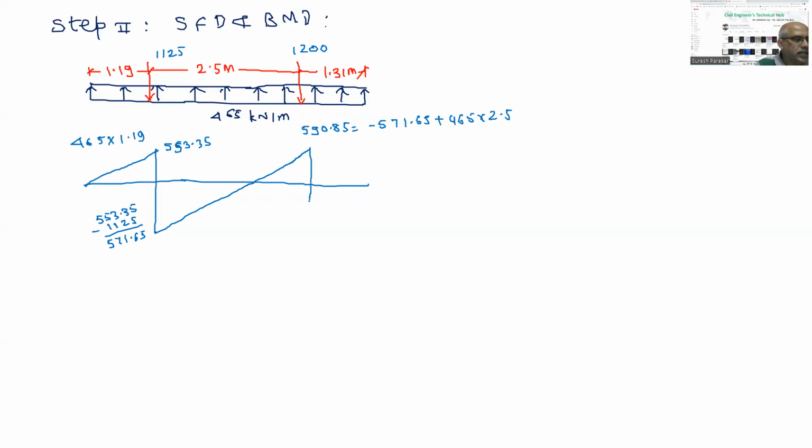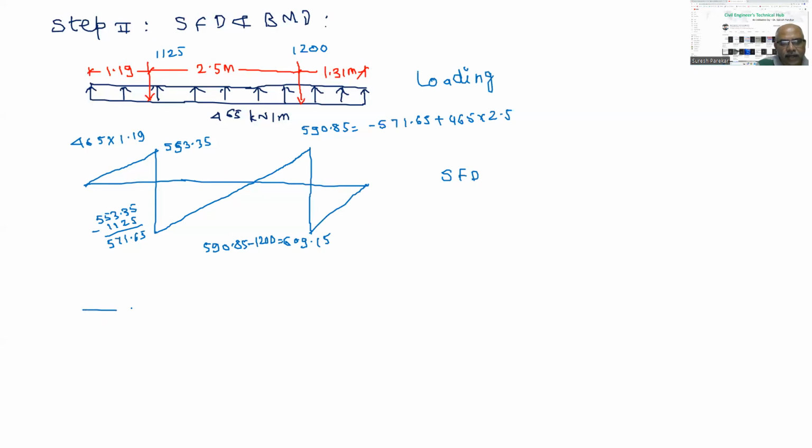This value comes 609.15. And then it will be 0. Now this value we have 590.85 minus 1200. As it is down, so this will be minus. So this is my SFD. This is the loading. And then we have BMD.